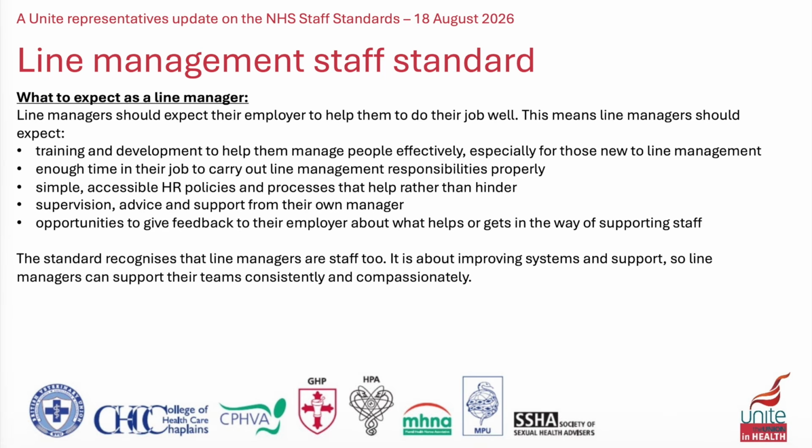So what to expect, and this is where this one is different. All the other staff standards tell us about what staff should expect. But the line management staff standard also tells us about what line managers can expect as well. So line managers should expect their employer to help them to do their job well. This means line managers should expect training and development to help them manage people effectively, especially for those new to line management, enough time in their job to carry out line management responsibilities properly, simple, accessible HR policies and processes that help rather than hinder, supervision, advice and support from their own manager, and an opportunity to give feedback to their employer about what helps or gets in the way of supporting staff.